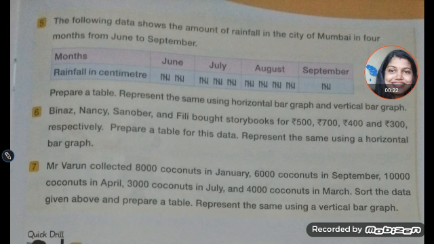So in this video, we are going to start with the fifth sum, as you can see on your screen. The fifth one is: the following data shows the amount of rainfall in the city of Mumbai in 4 months from June to September. It's given in terms of tally marks, so first of all you have to create another tabular column with the tally marks converted into numbers.